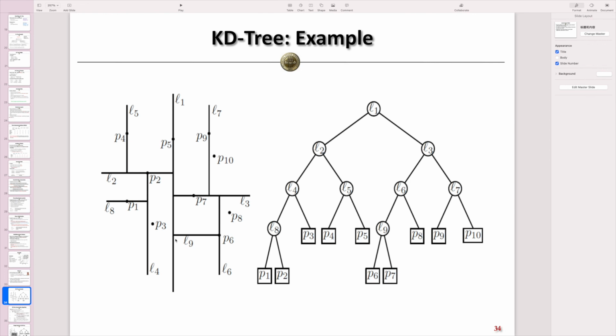As to the region on the left hand side, we can further draw one line, which is L8, to partition this region into two parts, where P1 and P2 are in different regions, right? It will be similar for the other points as shown in the tree structure. So you can see inside this KD tree, for all the internal nodes, these round nodes, they denote the lines in the space. As to the square nodes or the leaf nodes, they denote the concrete data tuples and the records in our database system.